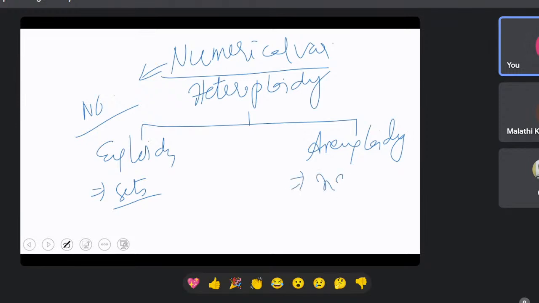Change in the number of chromosomes, not sets, individual chromosomes, then it is called as aneuploidy.